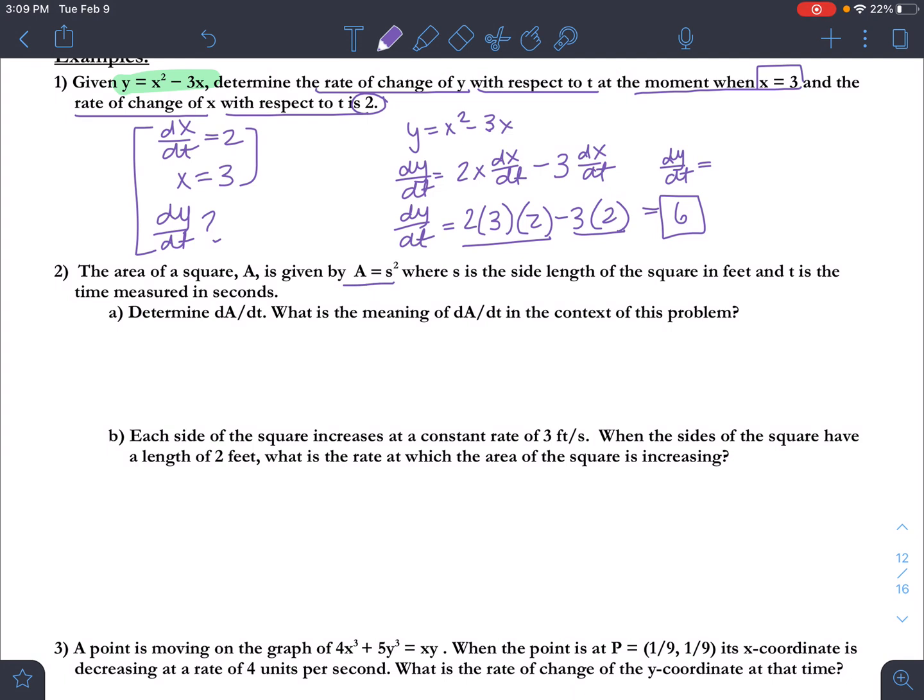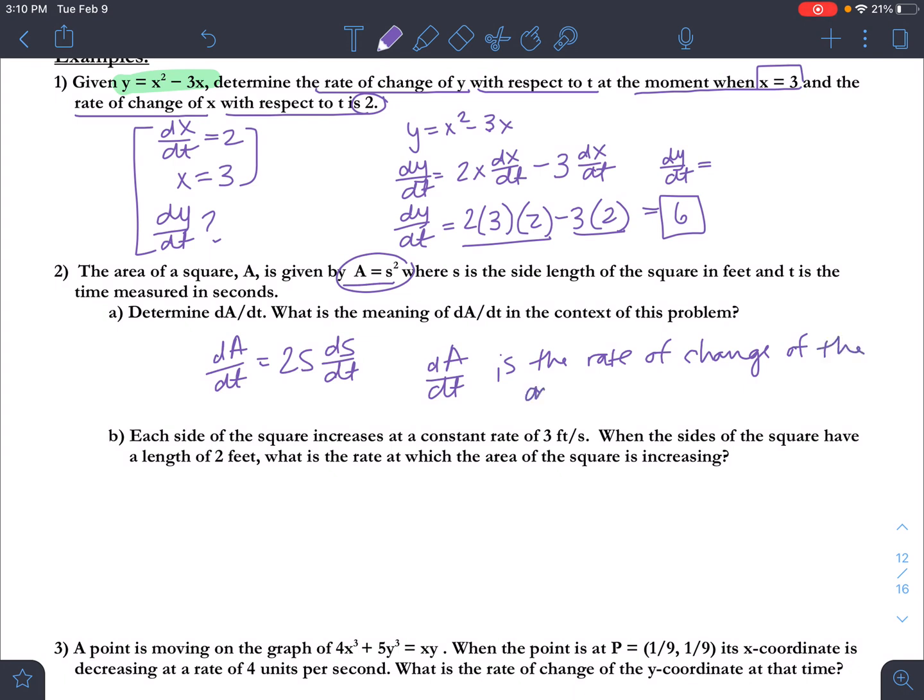So dA/dt would be taking the derivative of A with respect to time. S squared would be 2S ds/dt. Okay, so what is dA/dt? In a general sense, if you read what this is, it's change in area over change in time. So it is the rate of change of the area with respect to time.